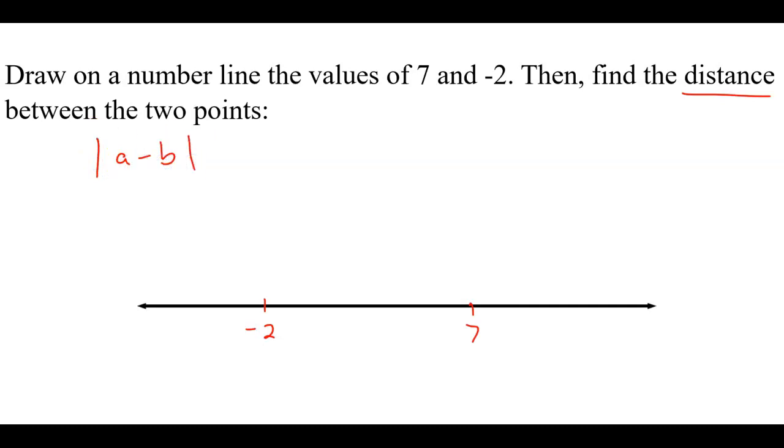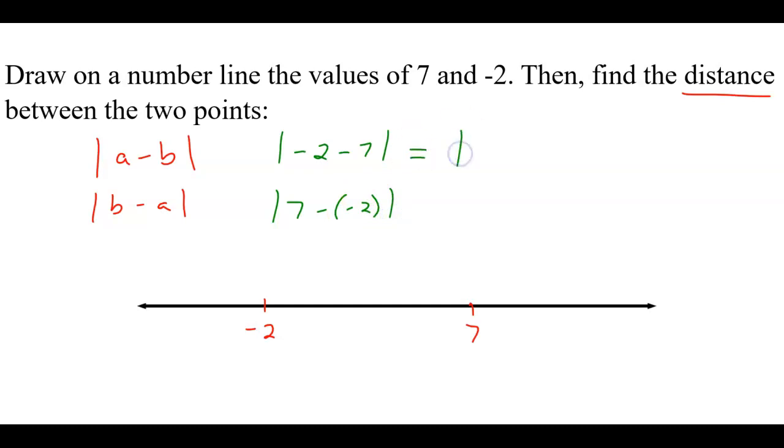So two numbers, or it could be the other way. I'll show you both ways work. So you could do b minus a. It's the absolute value of the difference of the numbers. Okay. So here, if I did the absolute value of -2 minus 7, or you could do it the other way, the absolute value of 7 minus -2. So the difference of the two numbers and the absolute value of that.